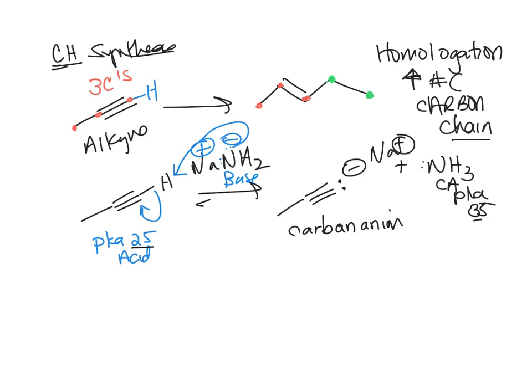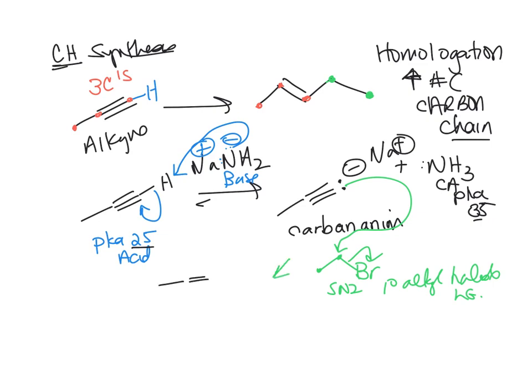And then how do you add these two? Well, you want an SN2 reaction, so you need a primary alkyl halide with a leaving group. And so you have this, and then that adds the 2 carbons. So now we have 1, 2, 3, 4, 5 carbons. So you always want to do that first because you got to have this acidic proton. So that's the first step when you're doing homologation.